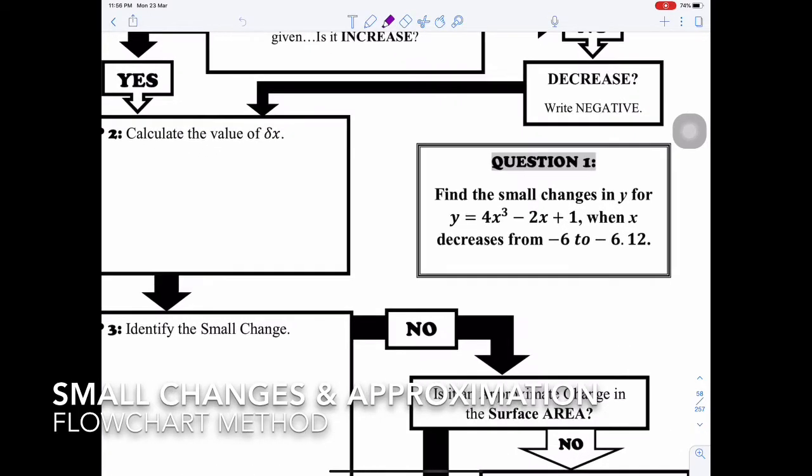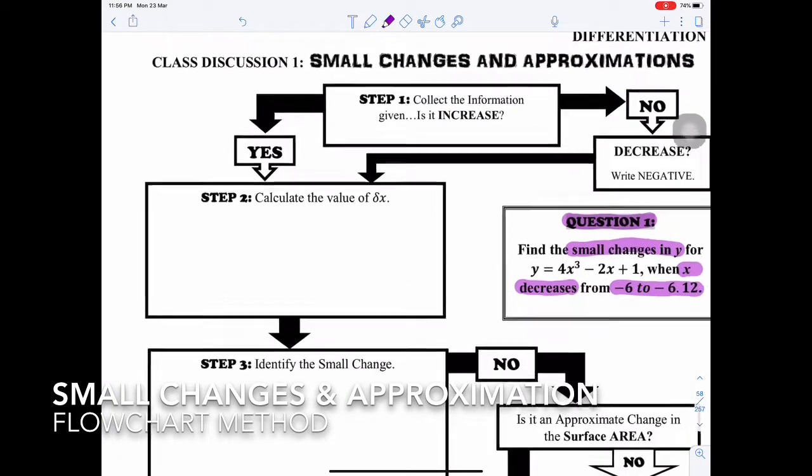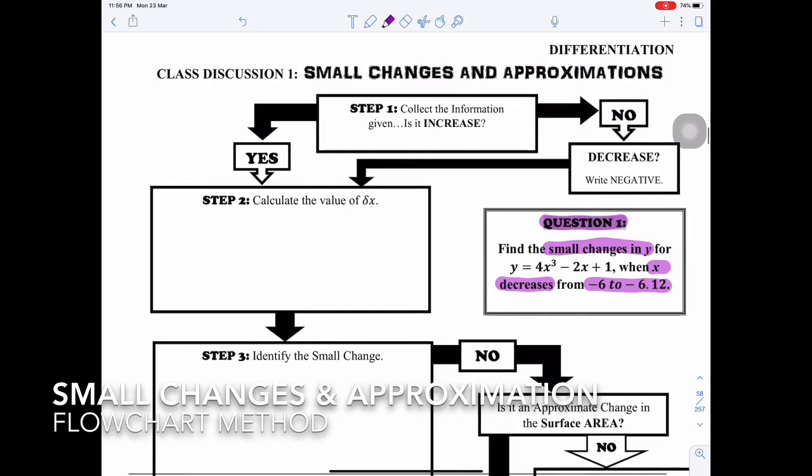Okay, question: find the small change in y for y equals 4x cubed minus 2x plus 1 when x decreases from negative 6 to negative 6.12. Okay, so we just follow the flow from step 1 until finish.